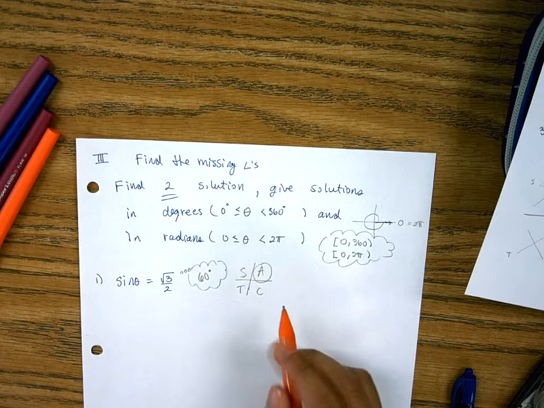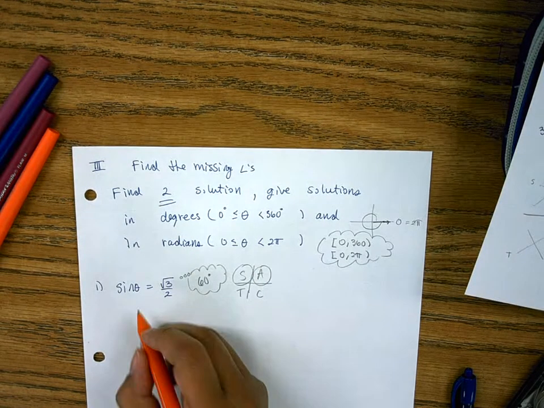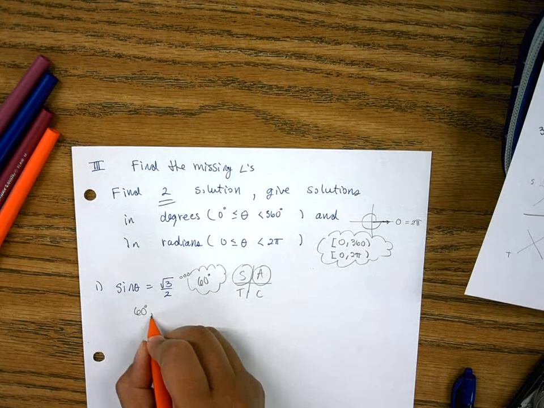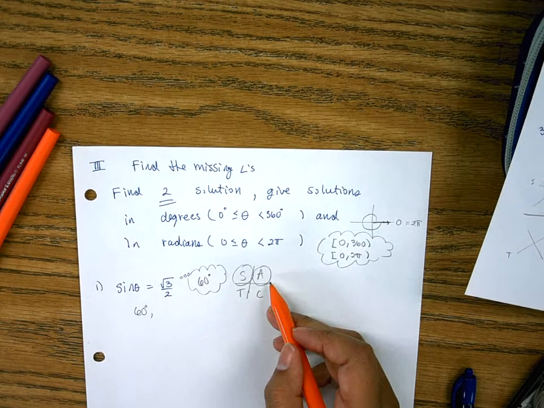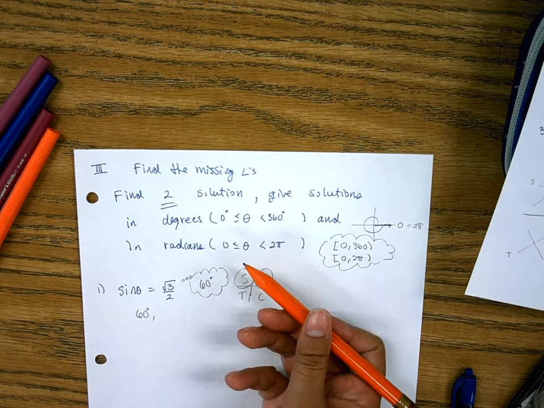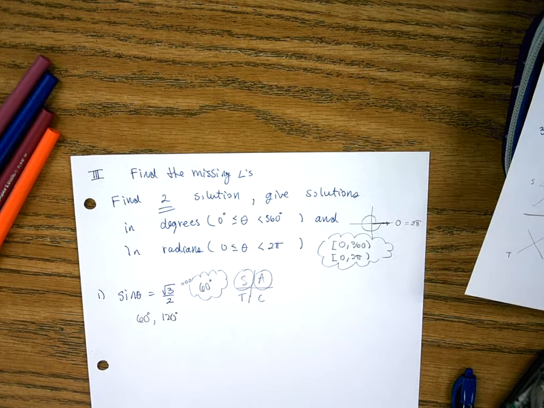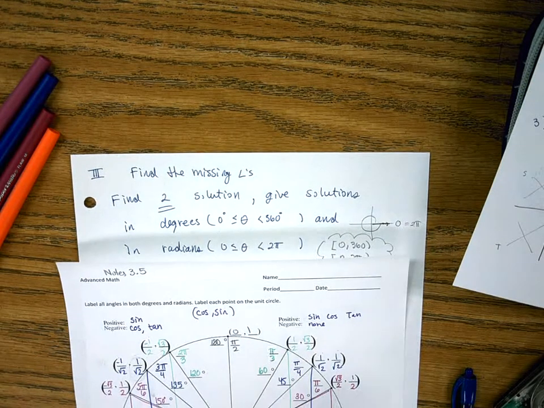All students take calculus. What two places is sine positive? Quadrant 1 and quadrant 2. So is 60 degrees one of your answers? Yes, it is, because it is in quadrant 1. What is 60 degrees in quadrant 2? 180 take away 60 is 120.